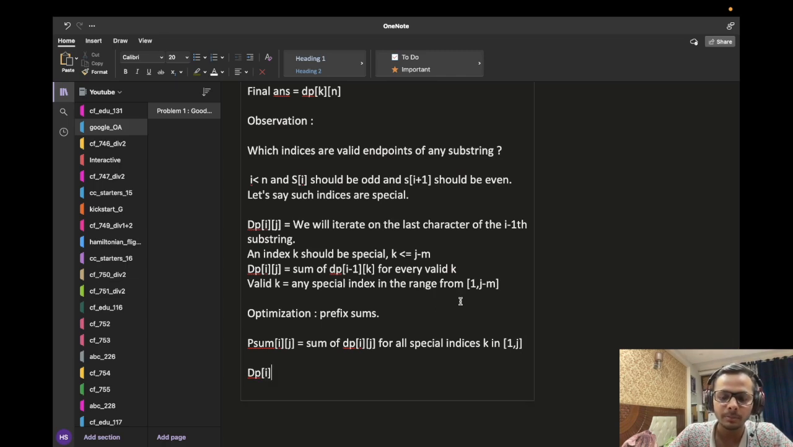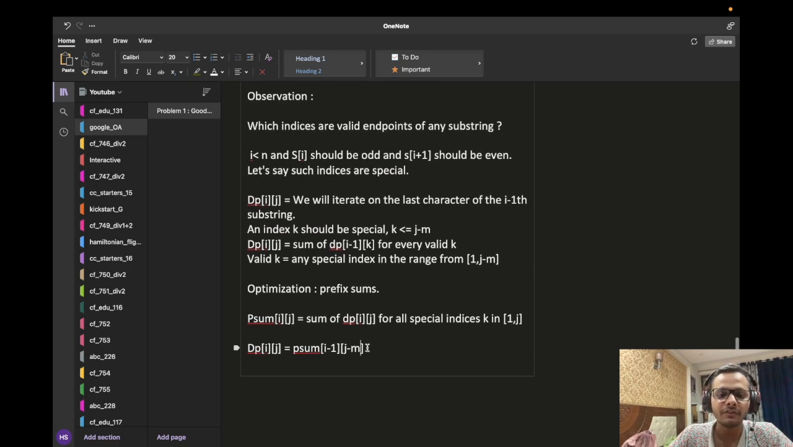So the transition simply becomes dp[i][j] is equal to psum[i-1][j-m]. That is it, because psum[i-1][j-m] will denote the sum of all dp[i-1][k]'s, where k is from 1 to j minus m and is also a special index, and that is exactly what we want. So once we maintain these prefix sums, we can simply do these transitions as dp[i][j] equals psum[i-1][j-m].